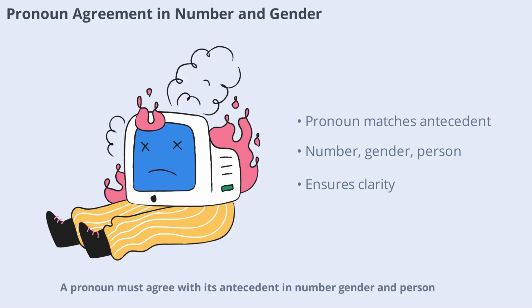A pronoun must agree with its antecedent in number, gender, and person. For example, Ram's friends have arrived and they want to meet Ram immediately. This rule ensures clarity and avoids confusion in your sentences.